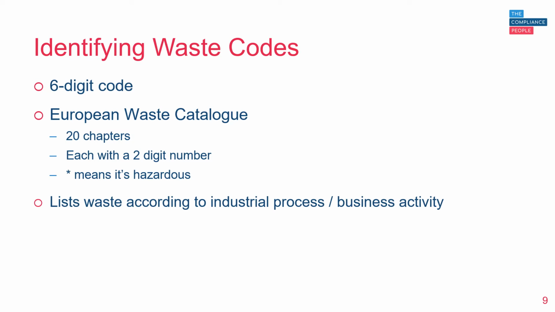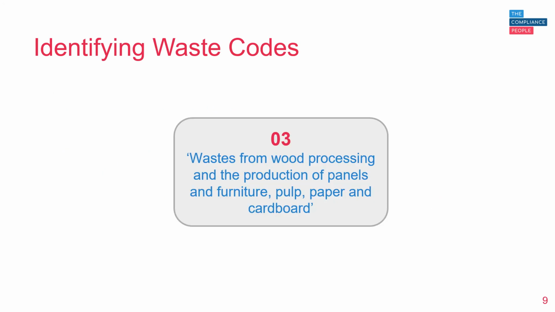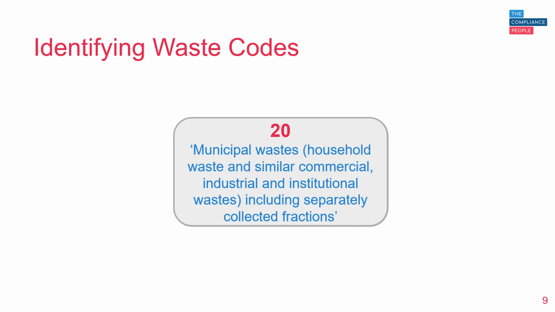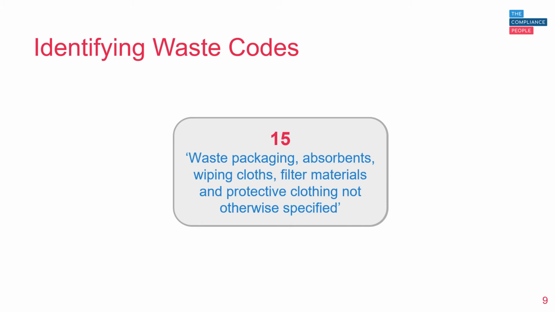So the wastes are listed according to the industrial process or business activity that produced them. And some examples are Chapter 3, which is waste from wood processing and the production of panels, furniture, pulp, and paper and cardboard. Chapter 20, which is one of the most common chapters, and this is for municipal wastes. So household waste and similar commercial, industrial and institutional waste, including separately collected fractions. And another example, which is quite common, is waste packaging. So that's absorbents, wiping cloths, filter materials, and any protective clothing not otherwise specified.